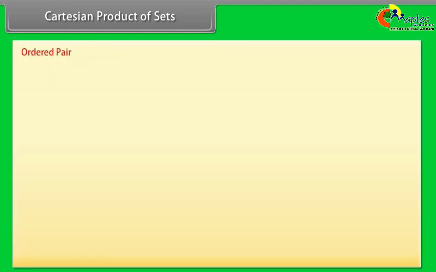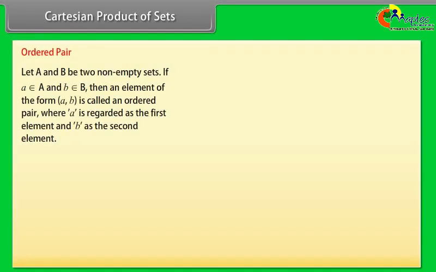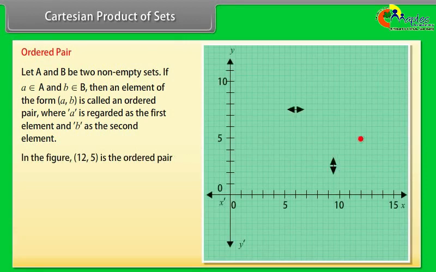Cartesian product of sets. Ordered pair. Let A and B be two non-empty sets. If a belongs to A and b belongs to B, then an element of the form (a, b) is called an ordered pair, where a is regarded as the first element and b as the second element. In the figure given below, (12, 5) is an ordered pair.